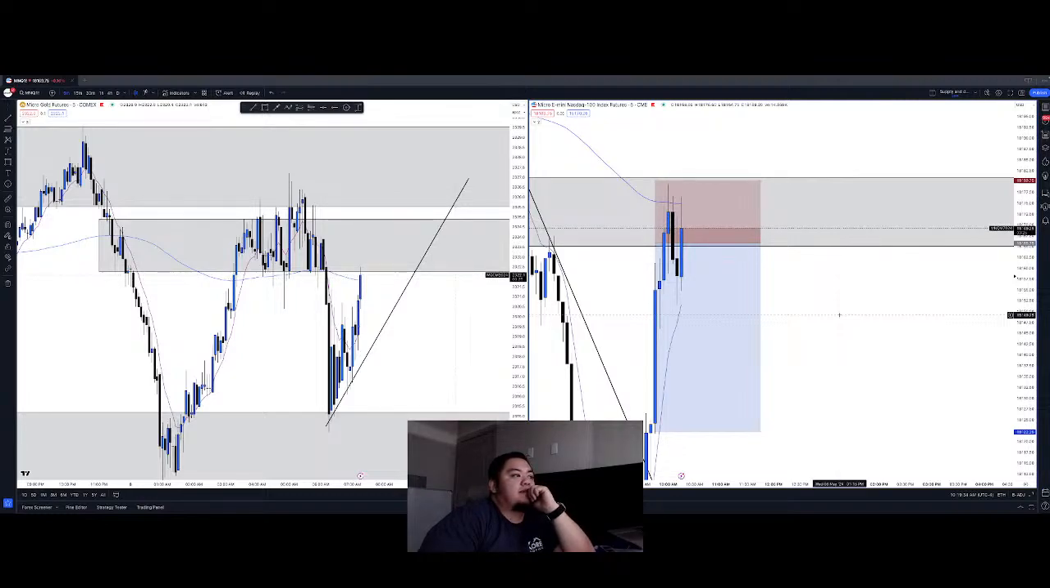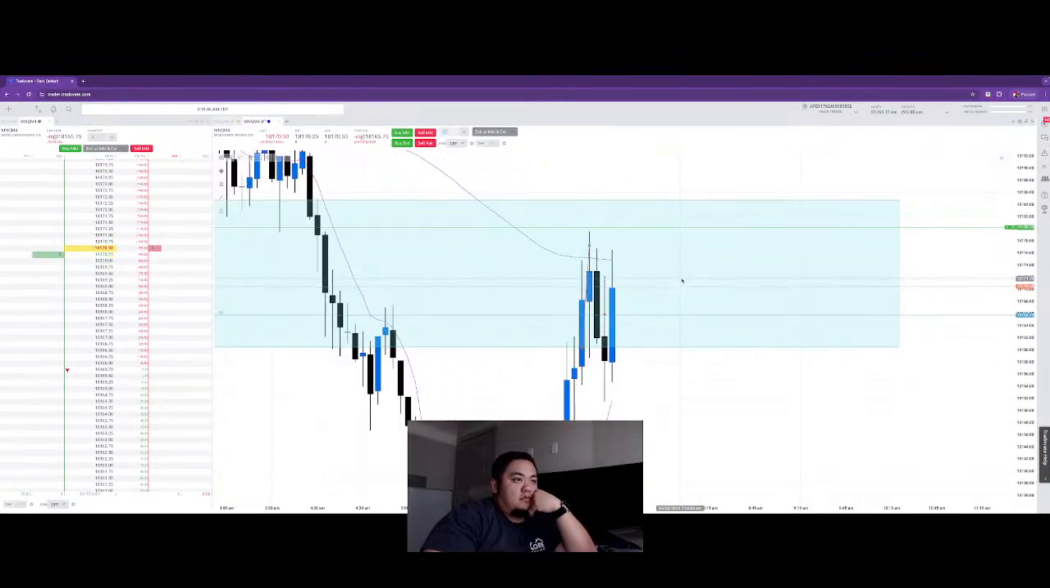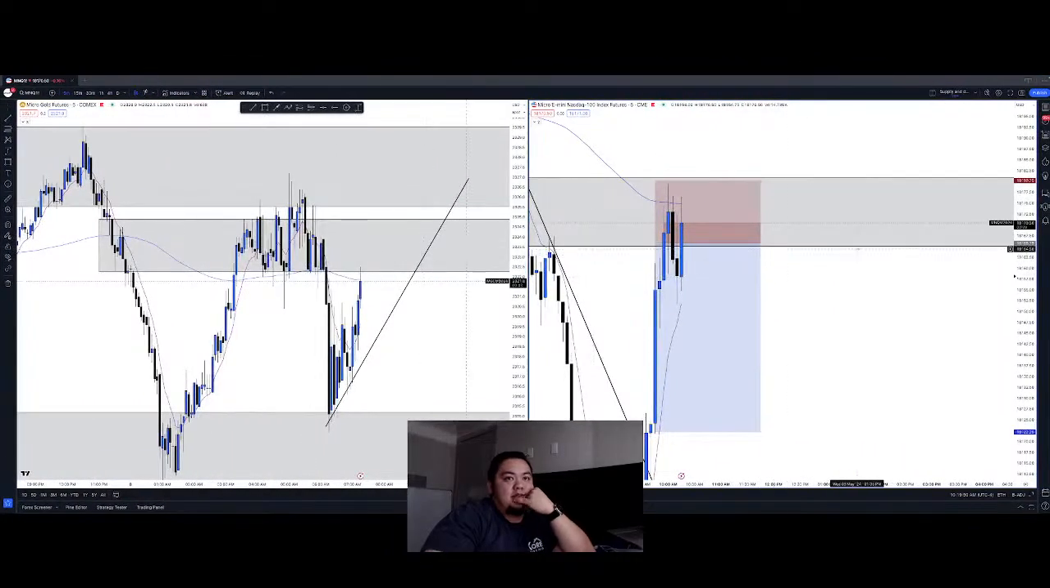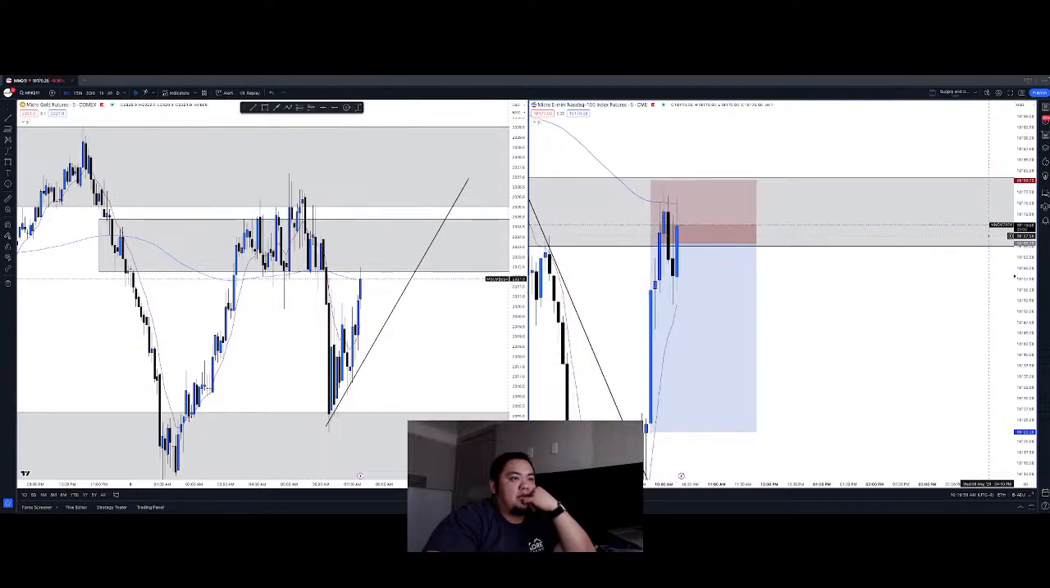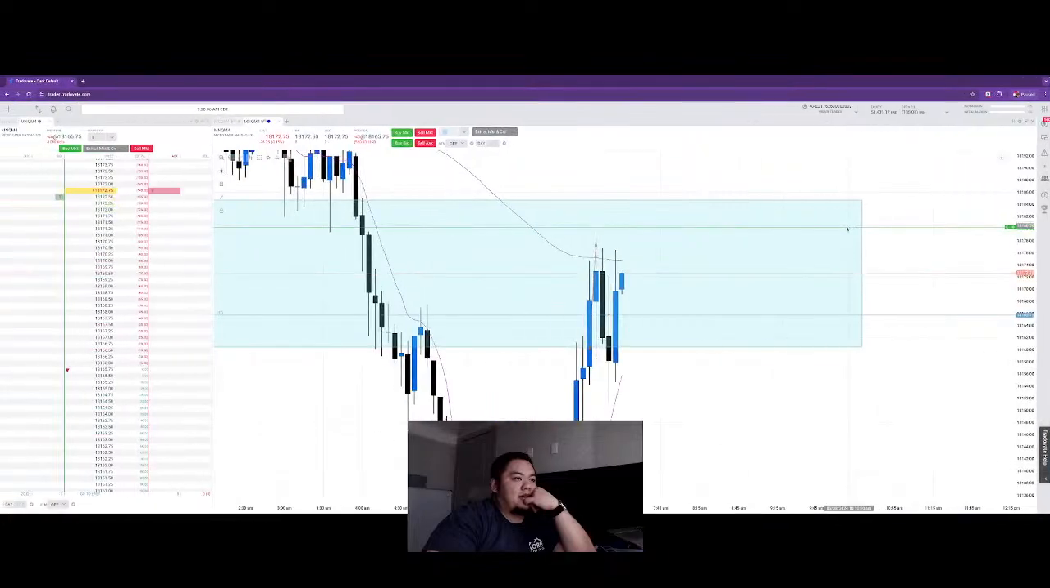26 seconds left. If we break higher, it's not going to look good for us. 7, 6, 5, 4, 3, 2, 1. Yeah, not looking the greatest here, gentlemen. Might get stopped out on my second trade.